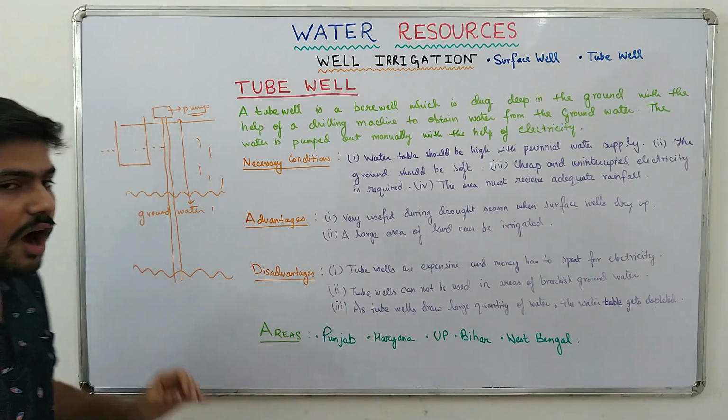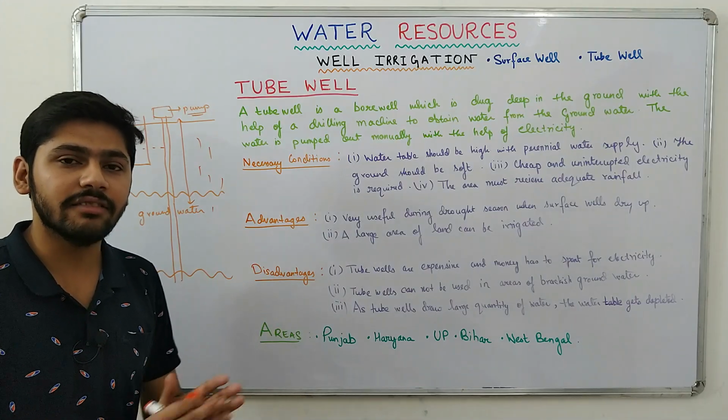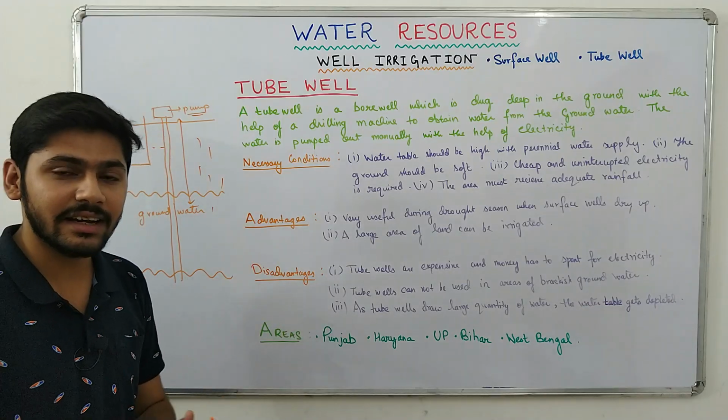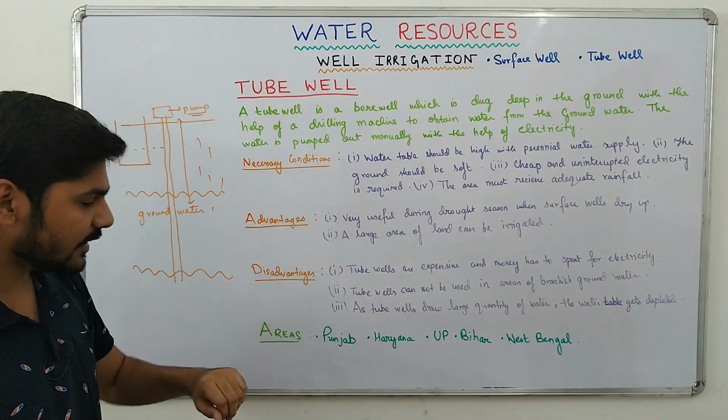Tube wells draw up a large amount of water. So the water table is getting depleted very fast in India. So this is a very big condition that India has to overcome. Then, so guys, these were the disadvantages.